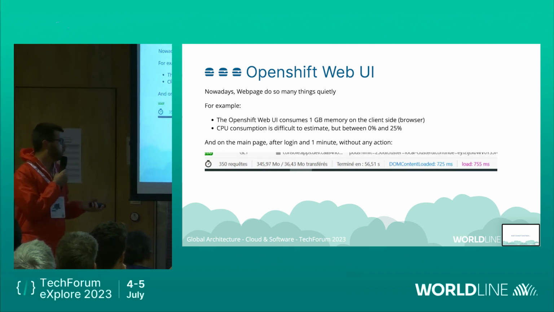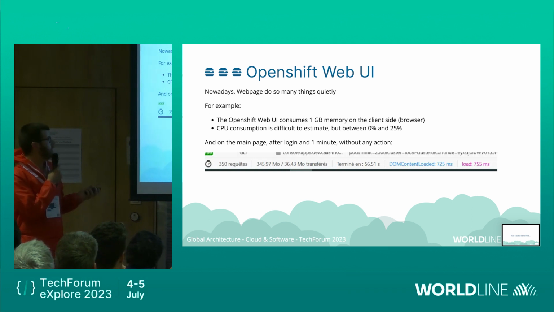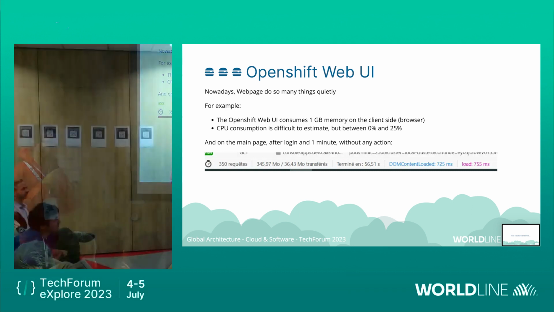It downloads 300 megabytes of data, and it does 300 requests under the hood. I don't know why, but maybe to generate a fancy dashboard or fetch new data. But the main information in this slide is that nowadays web pages do a lot of things quietly without our control.